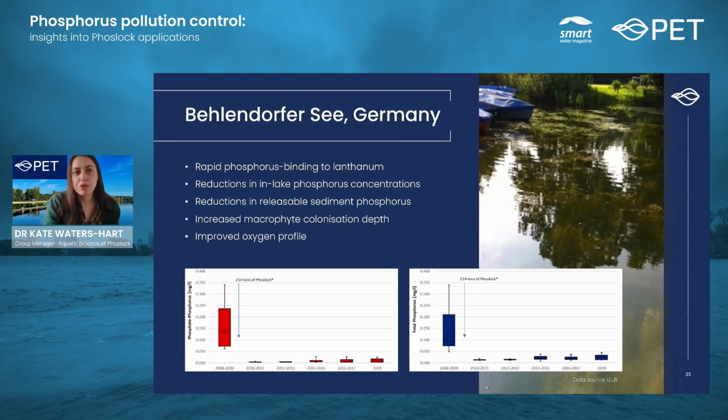The site has also seen increased macrophyte colonization depths and improved oxygen profiles. The site was monitored in 2019 for aquatic plants, and 12 new species have been recorded, and 3 of these have very high conservation status. So it is an example of how the lake is recovering ecologically as a response to Phoslock as well, not only chemically in terms of nutrients.